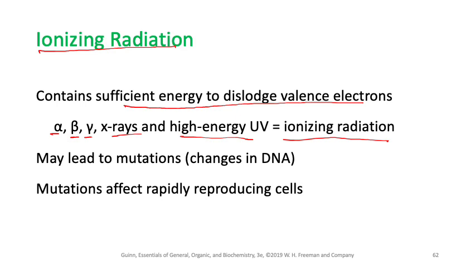And because of this high energy, whenever they come in contact with a biological sample, it might lead to a mutation, because it might change the DNA, it might break the DNA, it brings some changes in the composition of the DNA, and this change in DNA, called a mutation, can affect rapidly reproducing cells, so the damage is long lasting.